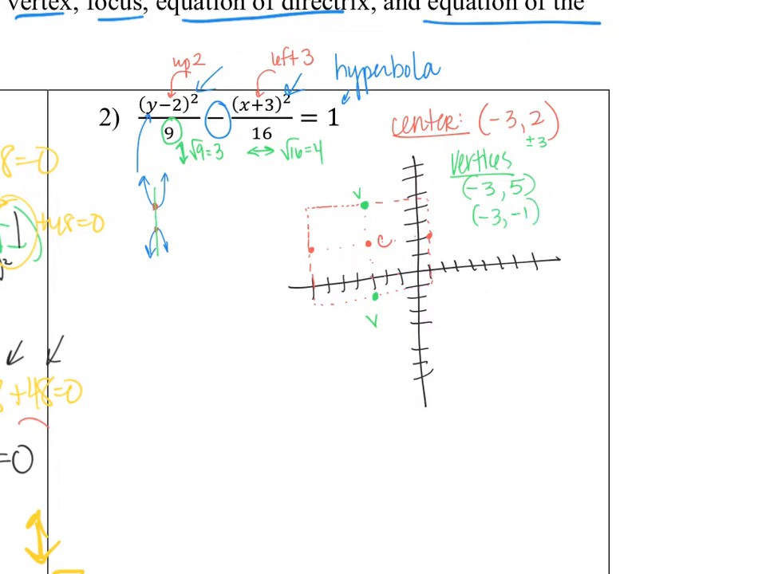Now I need to put my asymptotes on here. They have to go through the corners of that rectangle I made and through the center. And that's going to help me to build my graph. So my graph has to follow the asymptotes and go through the two vertices. So there's my picture of my hyperbola.